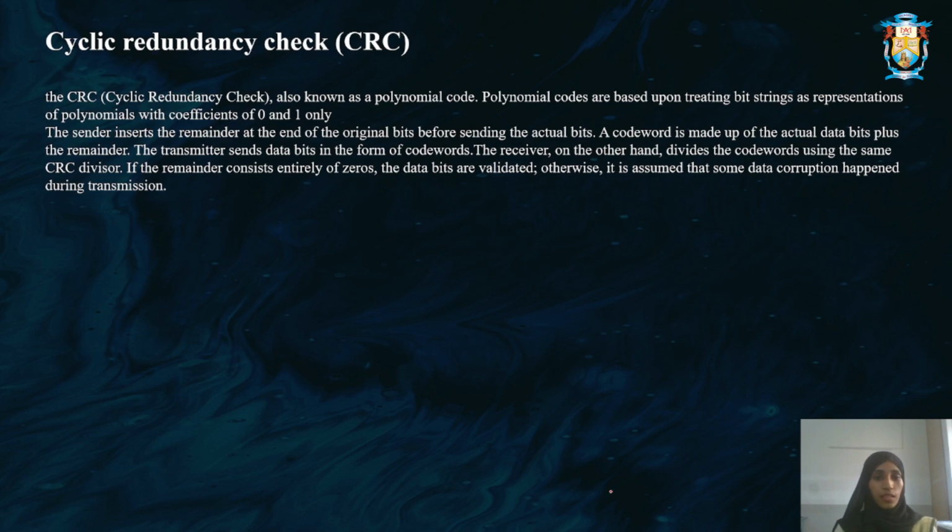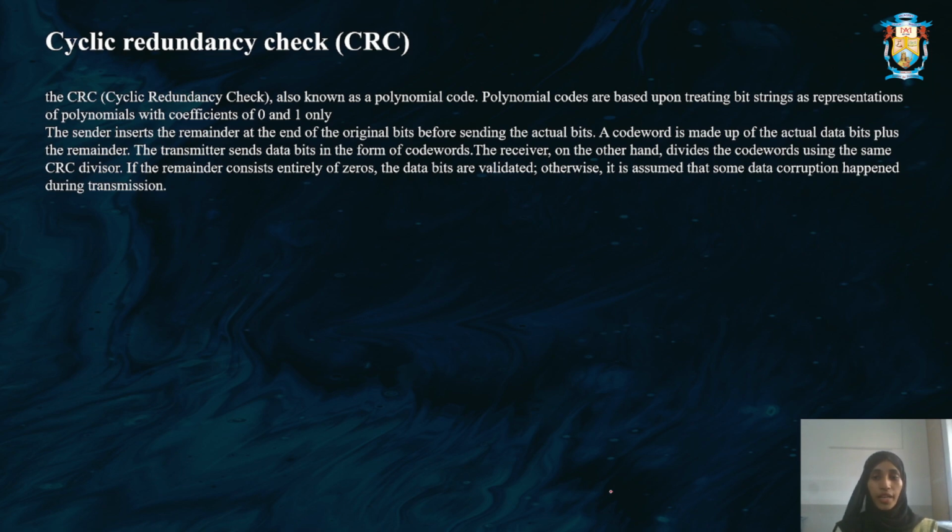CRC means cyclic redundancy check, also known as polynomial code. Polynomial codes are based upon treating bit strings as representations of polynomials with coefficients of 0 and 1 only. The sender inserts a remainder at the end of the original bits before sending the actual bits. The code word is made up of the actual bits plus the remainder. The transmitter sends the data as code words.